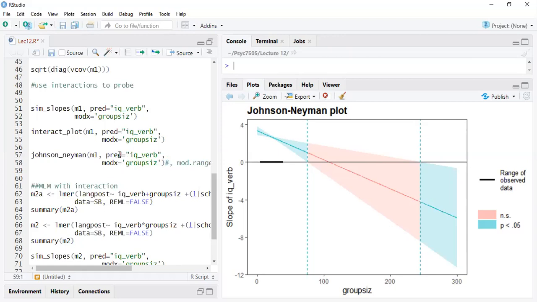There are lots of other options. If I have time at the end, I'll talk about a couple where you can change where you want to plot your simple slopes and things like that.